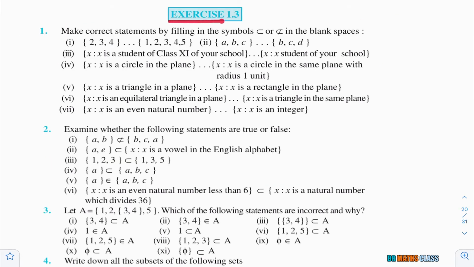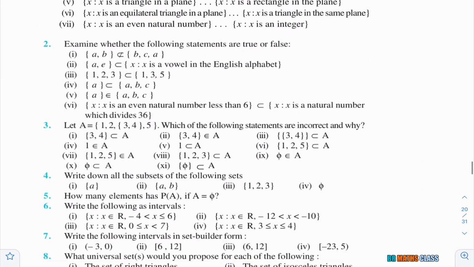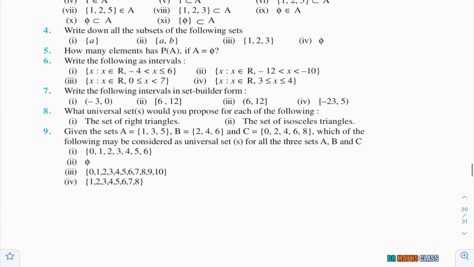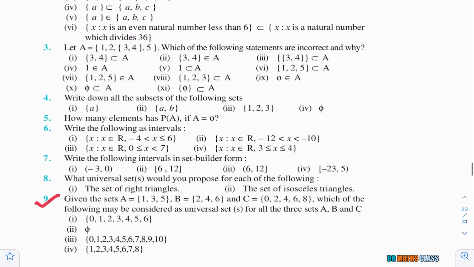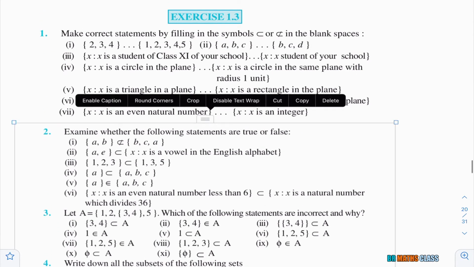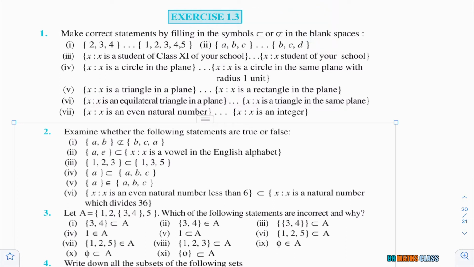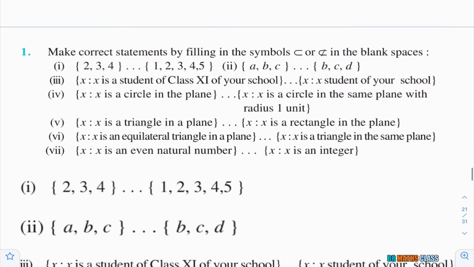You observe this exercise number 1.3. In this exercise, you can see a total of 9 problems are there. So let's see what the first problem is. What they are asking: make the correct statement by filling the symbol subset or not a subset in the blank spaces. Okay, so let's move to the first question.